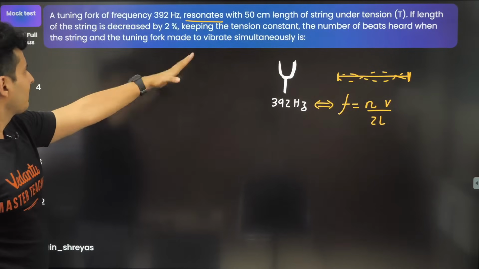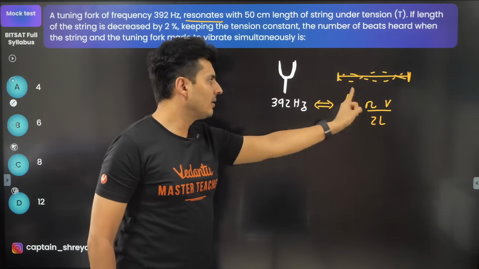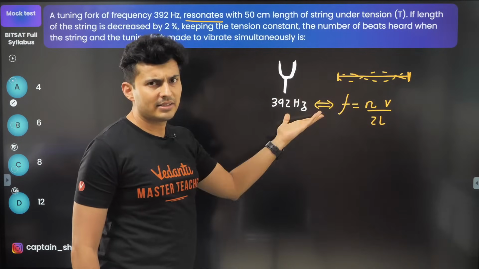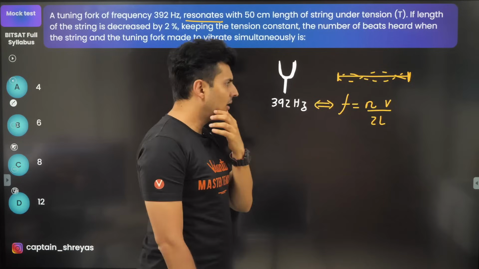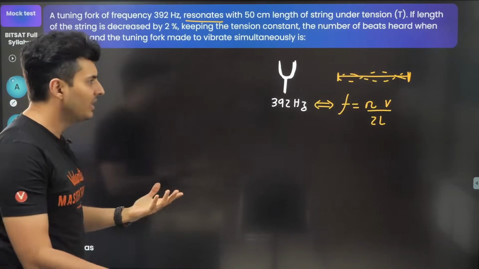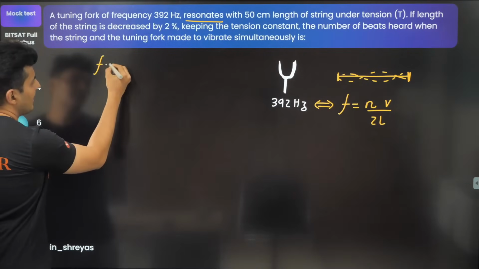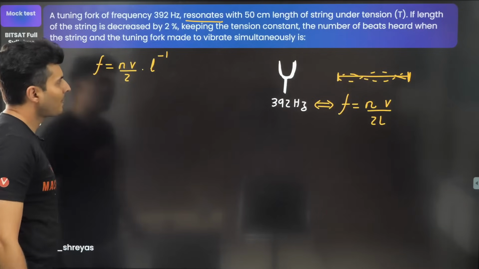Now what have you done? You have changed the length. The moment you change the length, frequency gets affected. Speed is the same. It will not change because tension is the same. So how much is the change in frequency? Because only then I can find out the beats. Well, I can write this as F is equal to NV by 2 into L raised to minus 1.